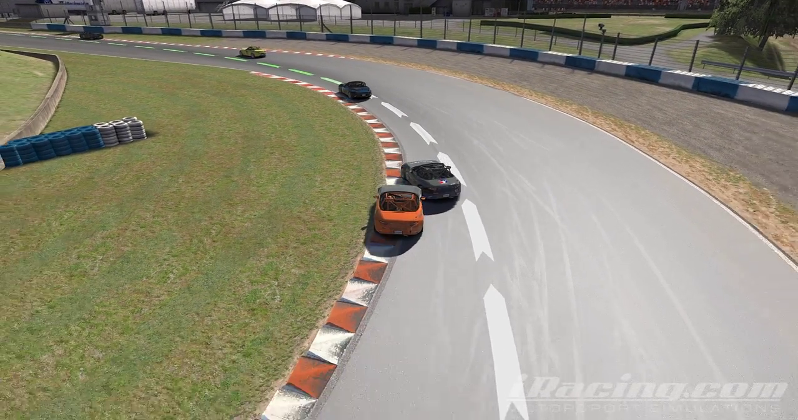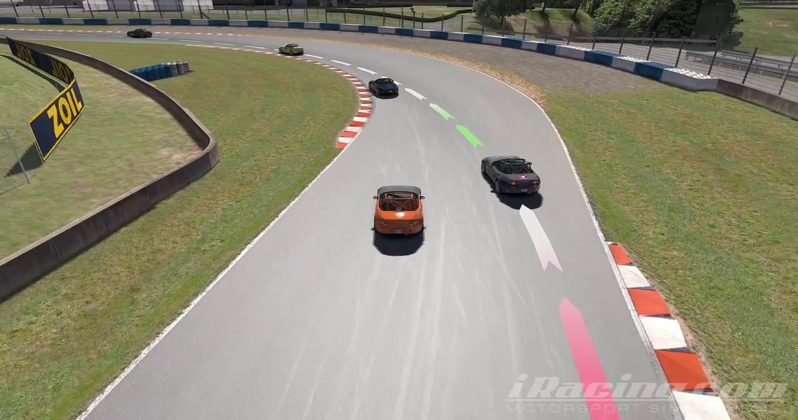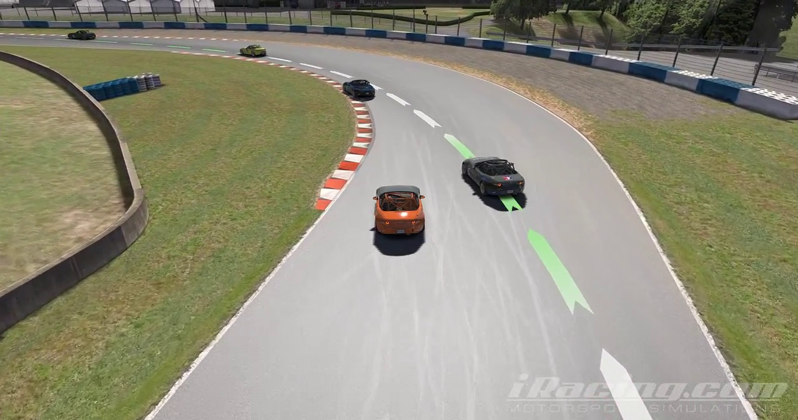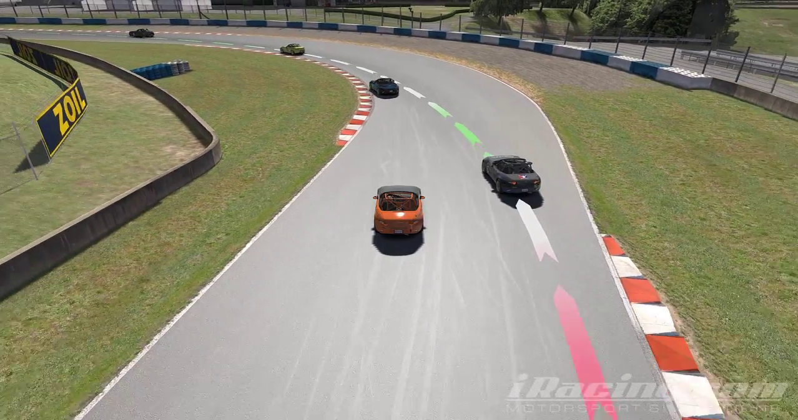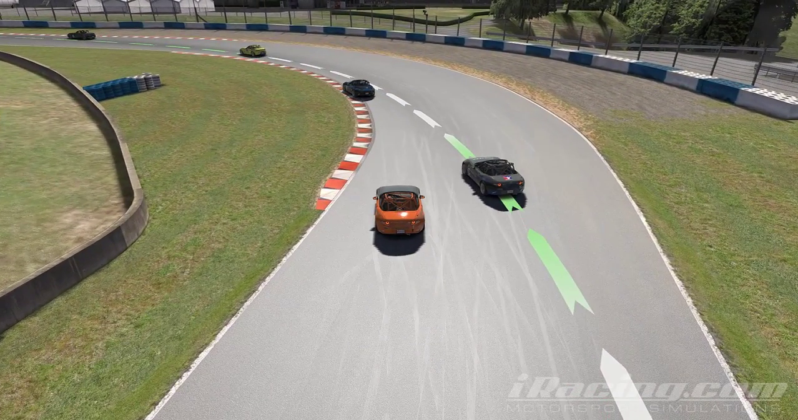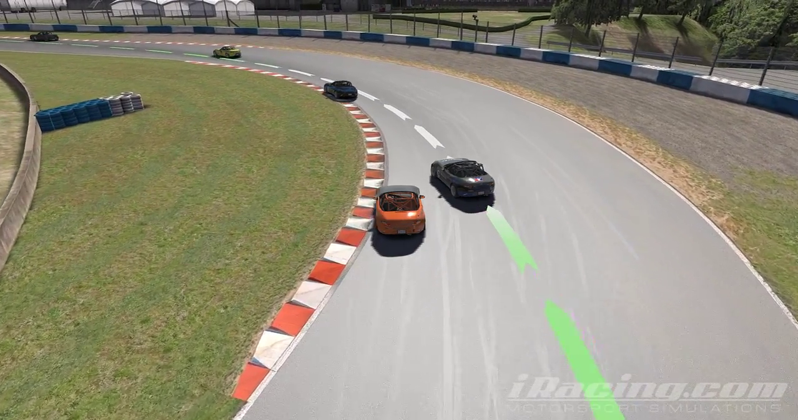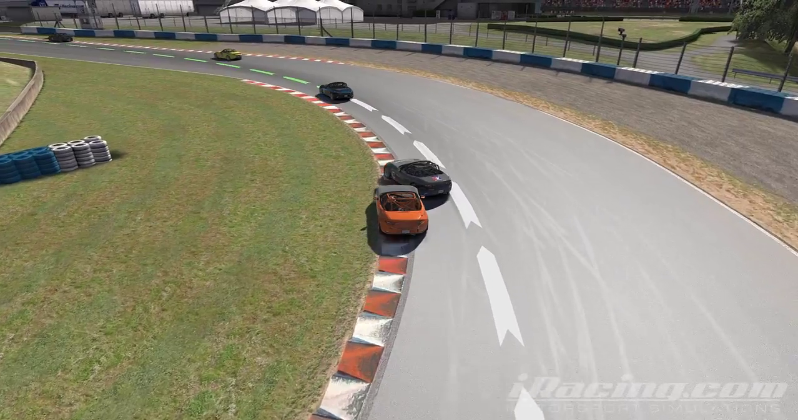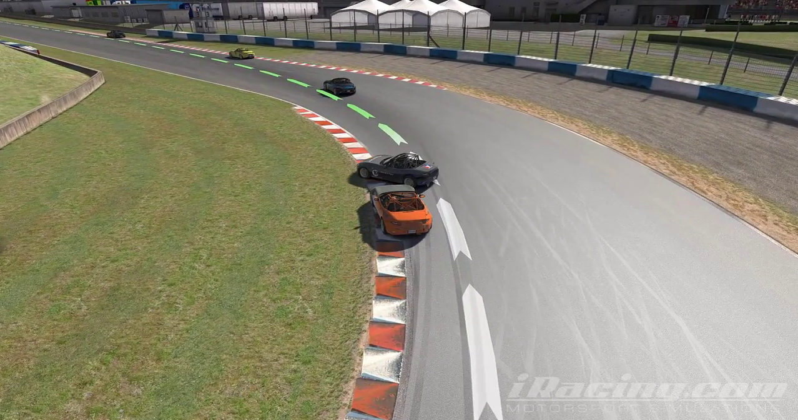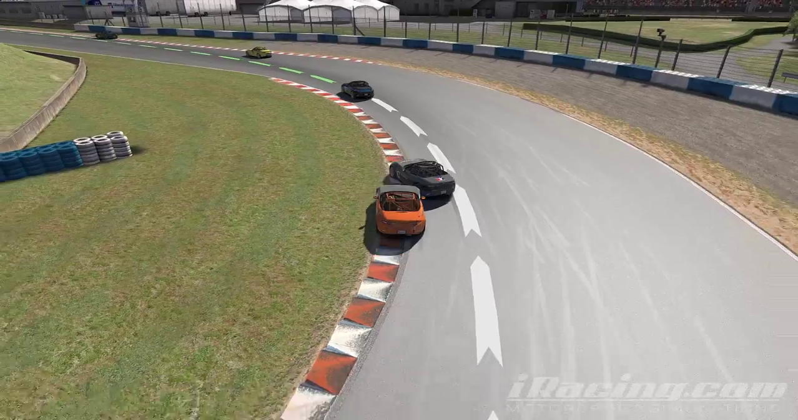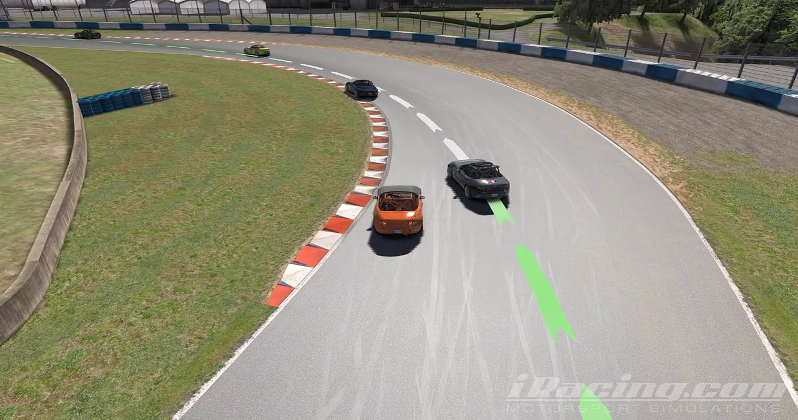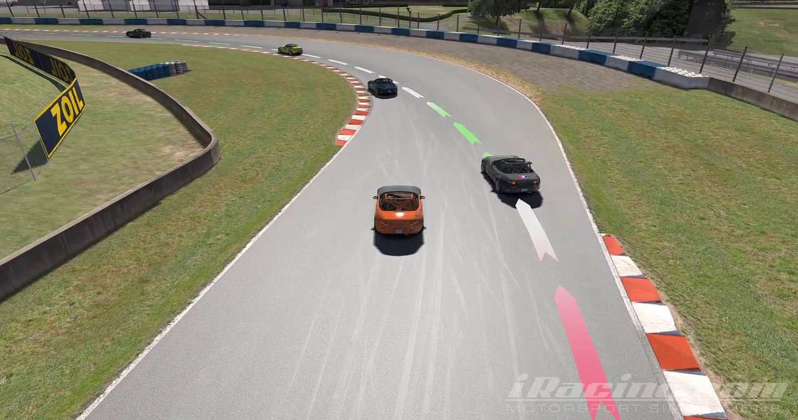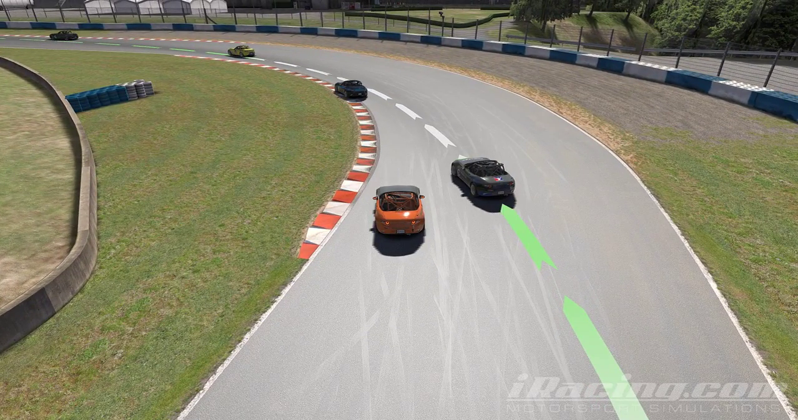But without knowing whether or not the lead car here is getting any notification that the trailing car is inside, it's unclear. This could go either way, but if the lead car had notification that the trailing car was on the inside, then he should have moved to the right side of the racing line.